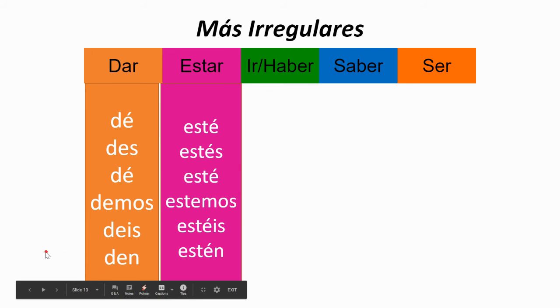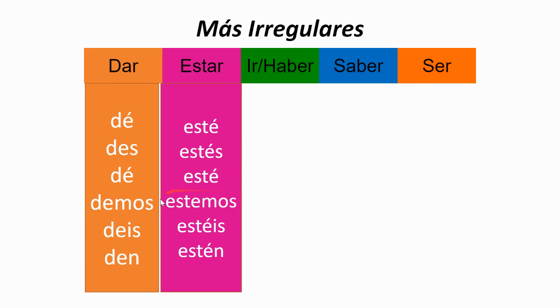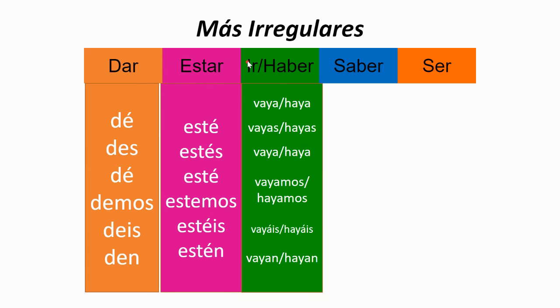Estar should look familiar. Accent marks are going to go everywhere in estar: esté, estés, esté, except for in estemos here, no accent mark. Estéis, estén. Dar means to give. Estar, to be. Locations and feelings, to be. The verb ir, to go. Haber, another form of to be.